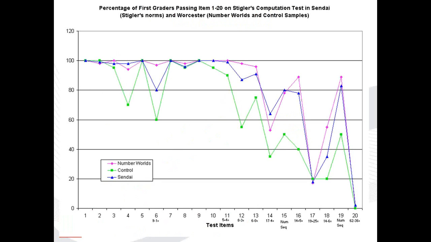In this next slide, I want to show you the results for computational efficiency.